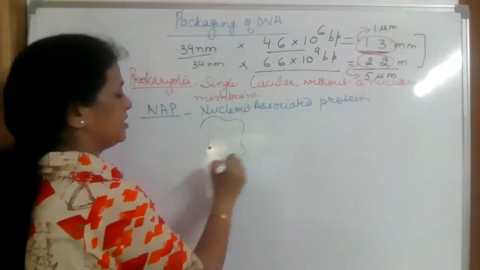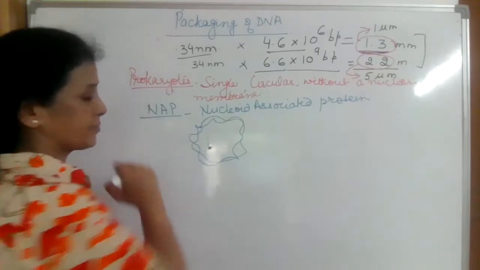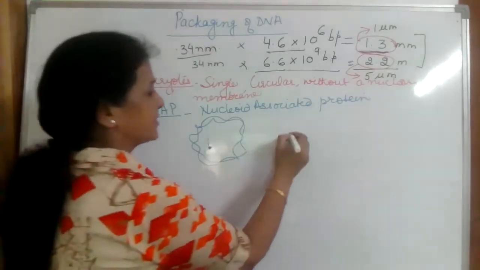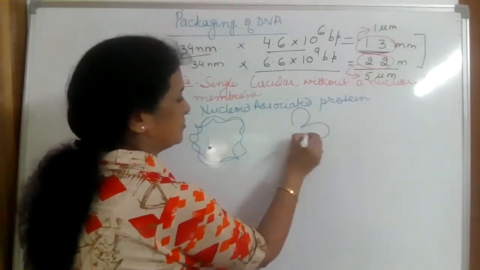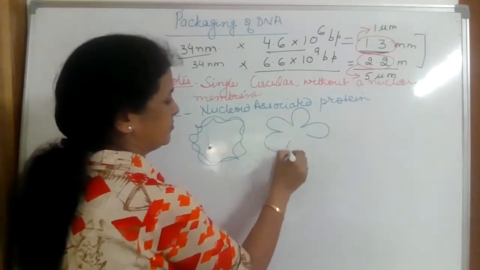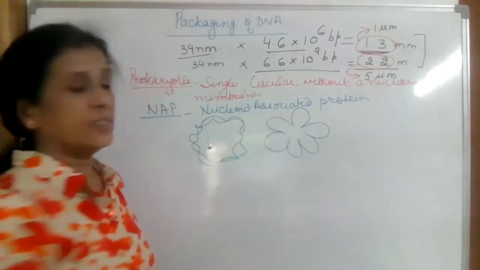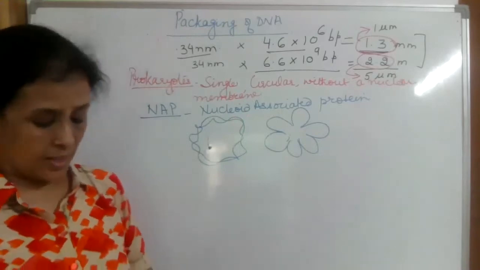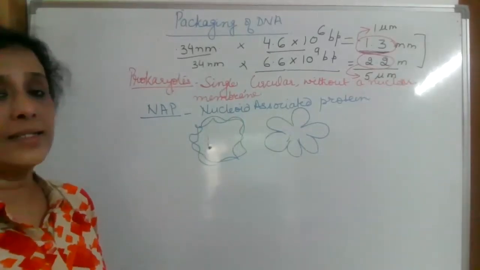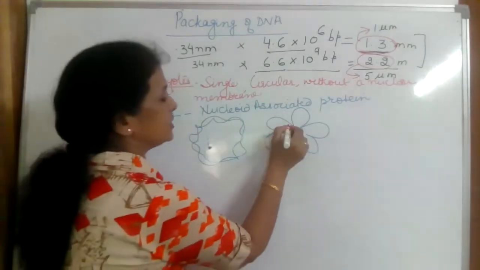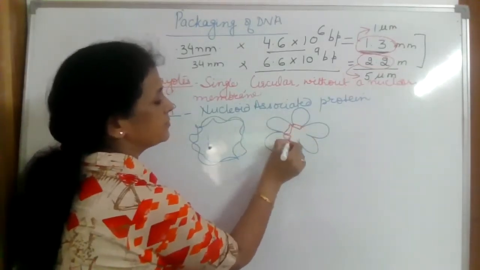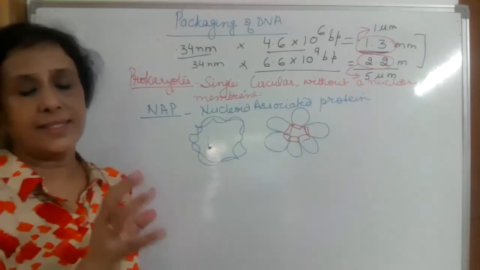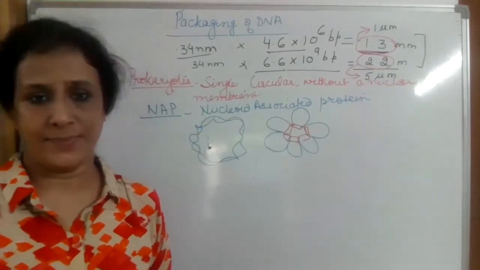We know that it is a circular DNA. This is further coiled in the form of loops. It is like this. This circular DNA throughout is present in the form of such loops. And these loops are held in position by means of these proteins. These proteins keep these loops intact. So that is how DNA is packed in a prokaryotic cell.